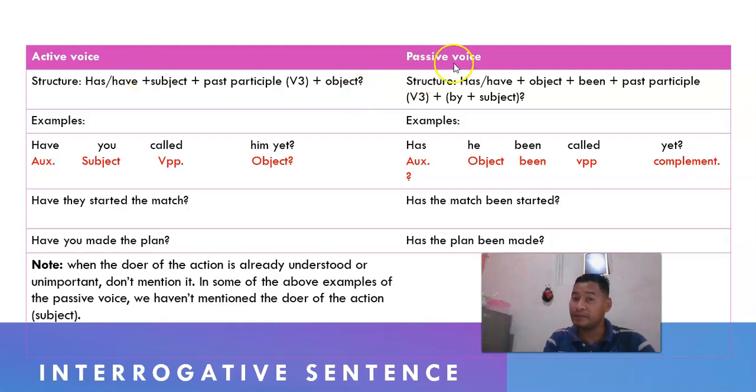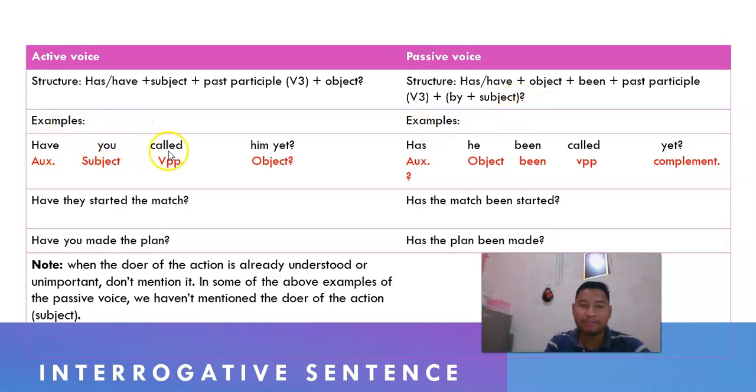In active voice, in passive voice: has or have plus object plus been plus past participle plus by plus subject. The question. Okay.